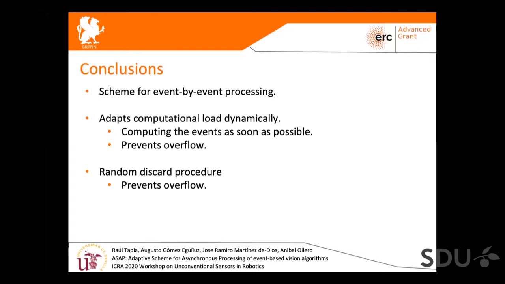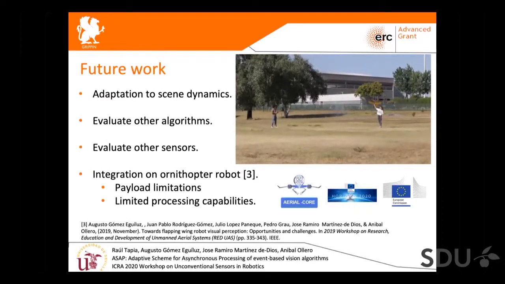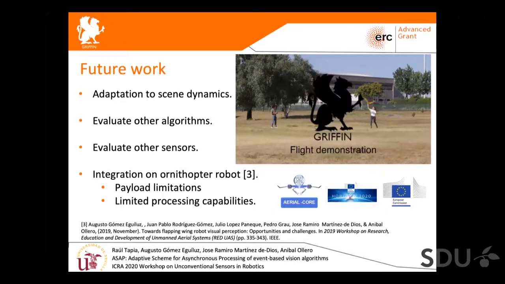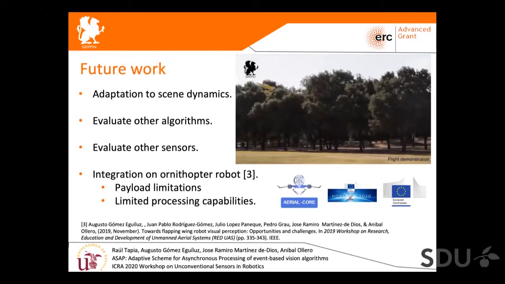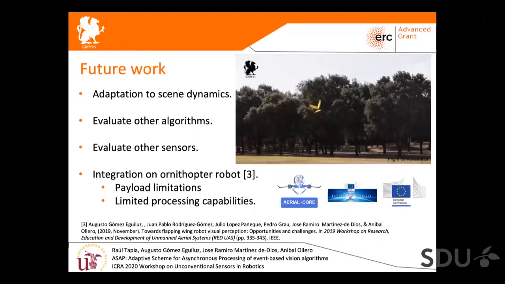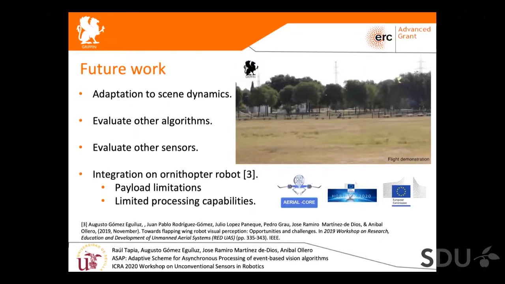In conclusion, we propose a scheme for event-by-event processing that adapts the computational load dynamically. We try to compute the events as soon as possible while preventing overflow. When we cannot prevent overflow by simply changing the size of the packages, we trigger a random discard procedure. The future directions will include the adaptation to different dynamics of the scenes and evaluating other algorithms and sensors. And of course, the integration on the Griffin platforms that are being developed, which have a strong payload limitation, as I said before.